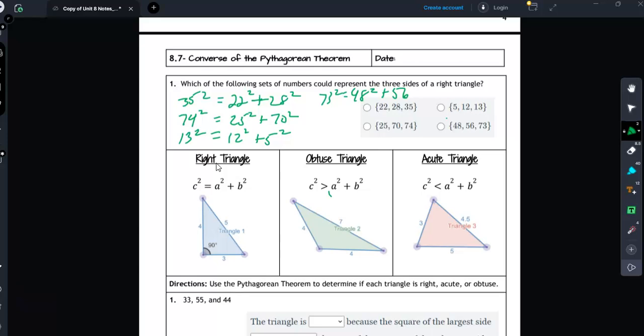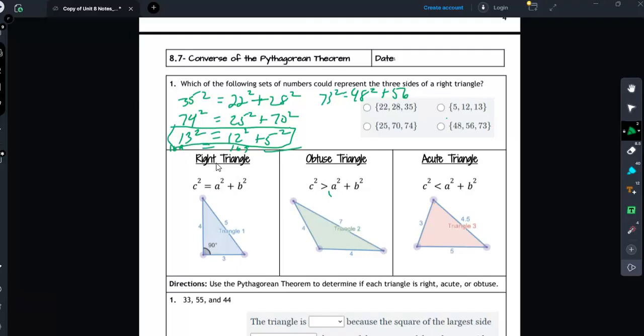because 13 squared equals 169. And then 12 squared is 144 plus 25 is 169, right? 144 plus 25. So 169 equals 169. That is a true statement. So this is your answer, right?